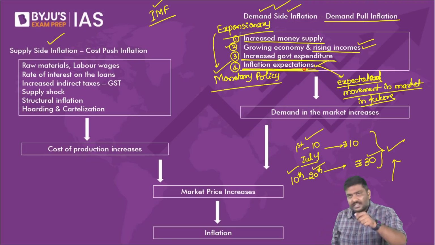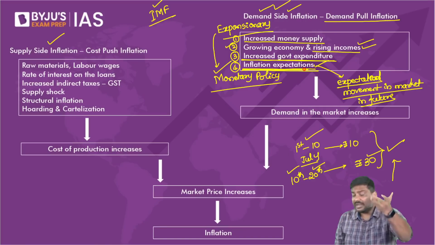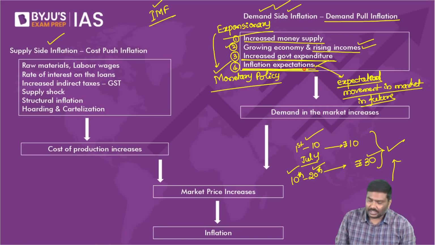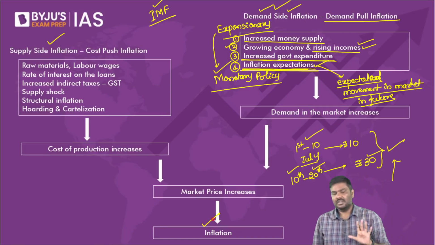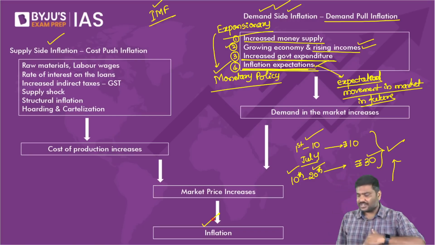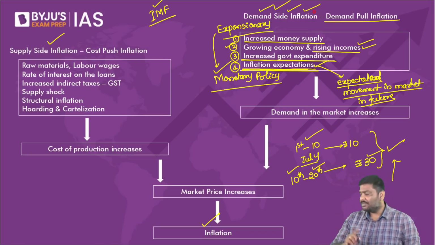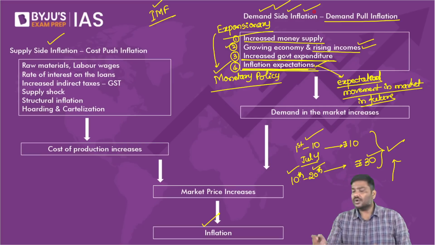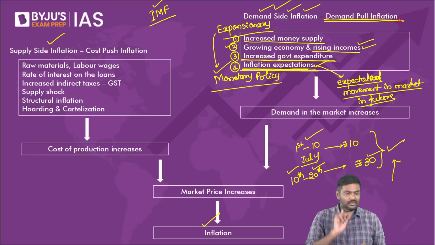And if the demand increases, what will happen to prices? Prices automatically will start increasing. Can that cause inflation in the market? Again, the answer is yes. So these are certain reasons why demand side inflation can be caused in the economy, hence called demand pull inflation.